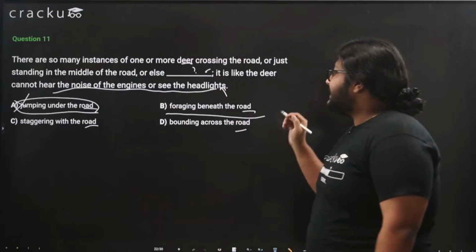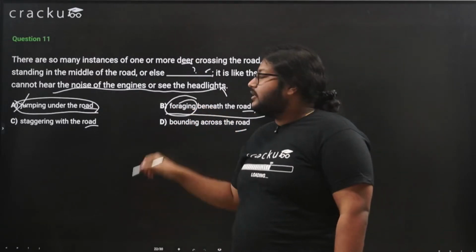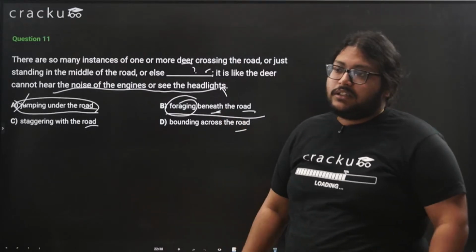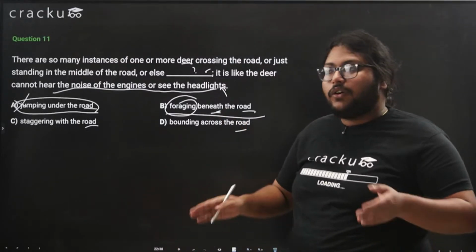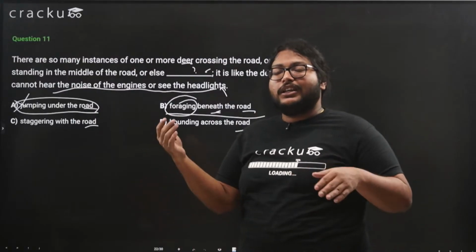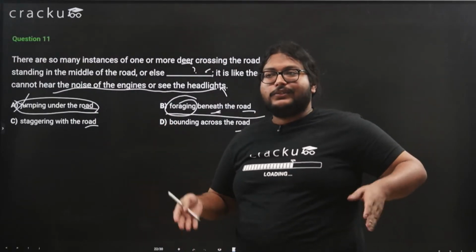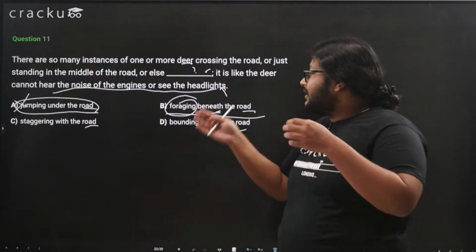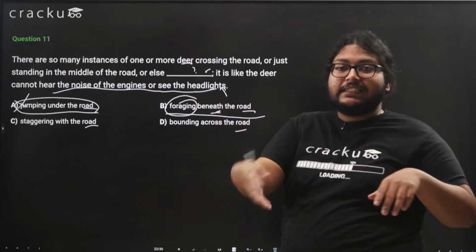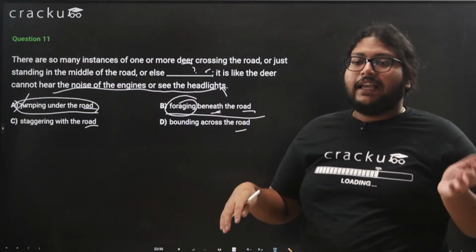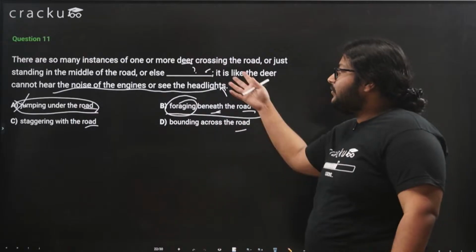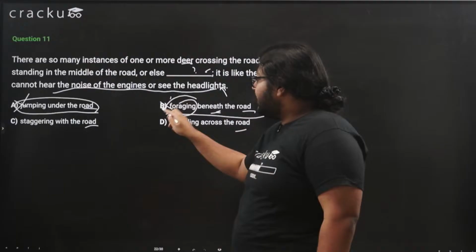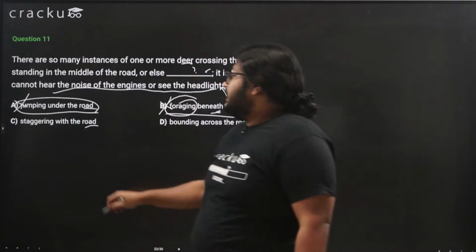Foraging beneath the road. Same logic. To forage means to search for food. But beneath the road, how are you supposed to search it? The road is something concrete. Or even if it's not a pakka road, it is land. So beneath that, how will a deer go and search for it? If it were something which digs and eats, like an aardvark, it still would have made sense. But for a deer, it doesn't make sense because deer can't dig. Again, not relevant, so we'll reject it.